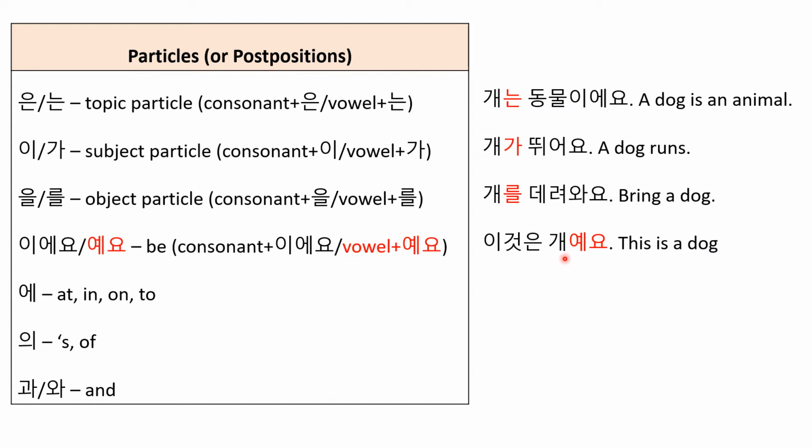이것은 개예요. This is a dog. Because verbs come last in Korean sentences, the verb 개예요 came last in the sentence.